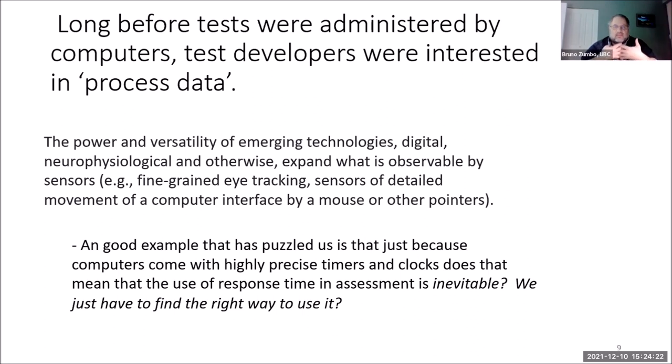what the computer has done in delivering tests is give us tremendous power and versatility that come from these emerging digital technologies. You can now bring in neurophysiological and other kinds of probes. I like Bryan's idea of probes here, and sensors. The idea of probes actually goes back to Messick, but Bryan's idea of sensors covers everything from fine-grained eye tracking sensors to detailed movement of a computer interface by a mouse or other kinds of pointers. You can now do all these response times. And so one of the two points that we want to highlight, the first one, comes right in the title, which is that people were interested in response processes long before assessments were delivered on computers.